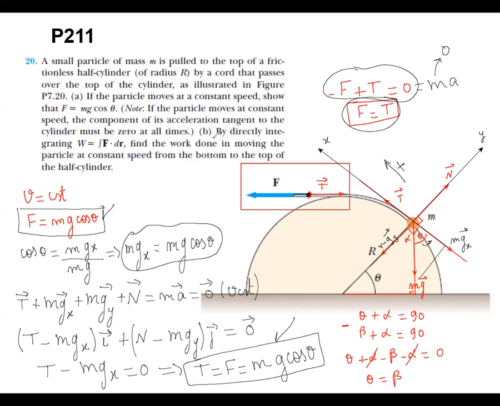Okay. B, by directly integrating work equals integral F dr, we have to use this relation. Find the work done in moving the particle at constant speed from the bottom to the top of the cylinder.